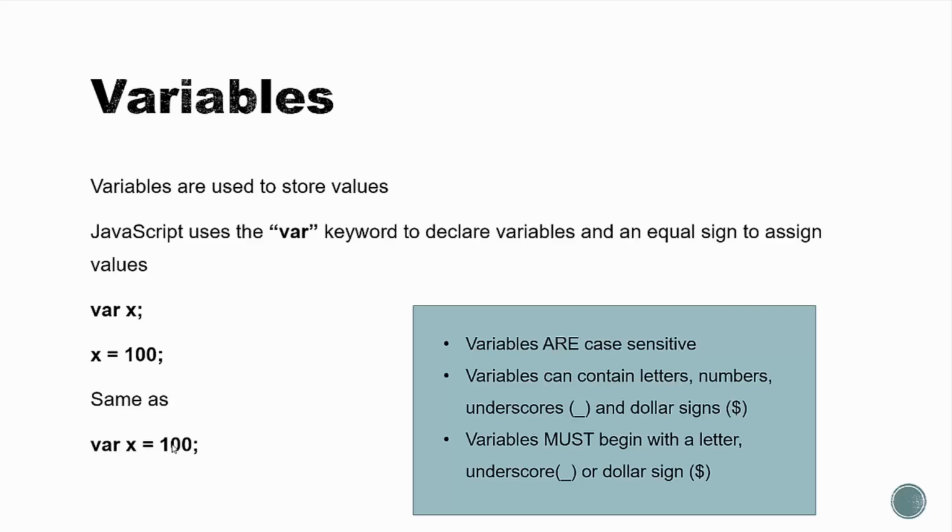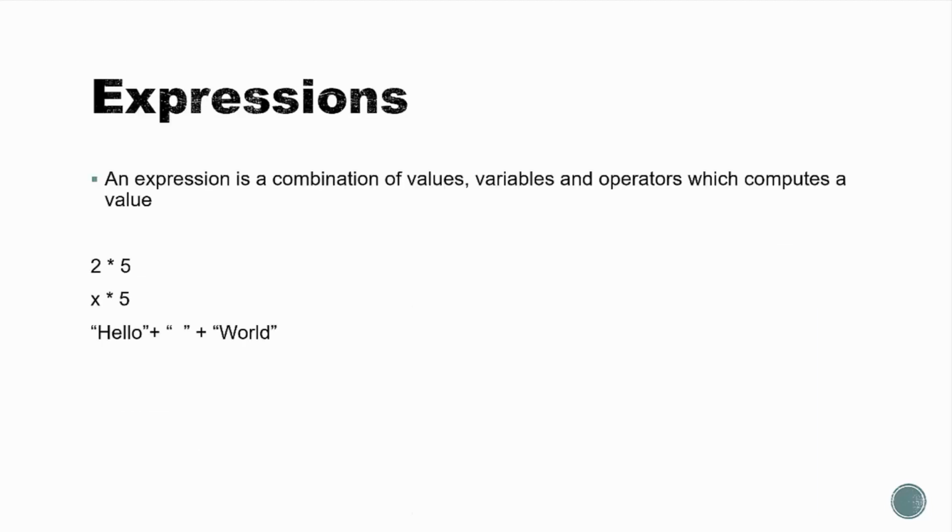Now there are some rules to variables. They are case sensitive, so make sure you're aware of that. Variables can contain letters, numbers, underscores, and dollar sign symbols. Okay, but they must begin with either a letter, underscore, or dollar sign. You can't begin a variable with a number. All right, and that's pretty much universal for a lot of the popular programming languages.